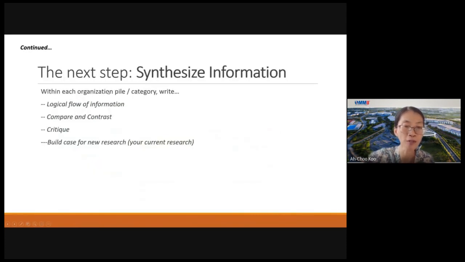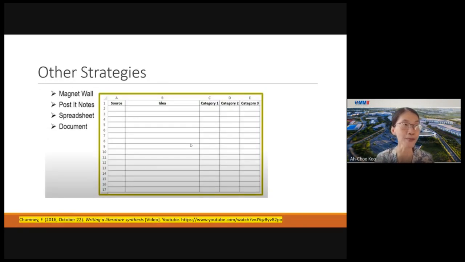For each category, you write out the logical flow of the information. You have to rearrange the flow of your thoughts, your voice that you want to say. Sometimes you give a little critique on certain points. Sometimes the opposite point of view also needs to be included, and then compare and contrast. Then at the end you can have your last paragraph to justify. Some other strategies.